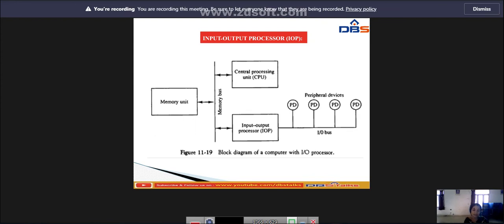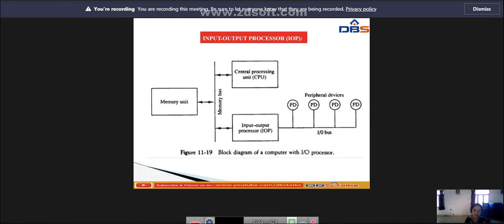So unlike the DMA, direct memory access controller, the IOP must be set up entirely by the CPU. The IOP can fetch and execute its own instructions. These IOP instructions are specially designed to facilitate IO transfer. IO means input output transfer. In addition, the input output processor can perform other processing tasks such as arithmetic, logic, branching, and code translation.